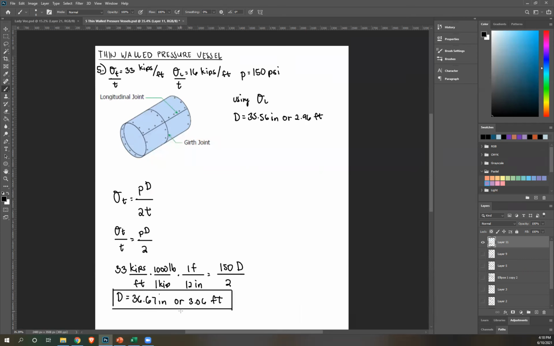Now, if you're wondering why can't I use this? Because this is the minimum required diameter for this vessel to avoid failure for tangential stress. Anything less than this will create failure. That's why 2.96 creates failure. That's why this is our answer. Okay, that's number 5. Do you understand? Do you have any questions? Please answer in the chat.